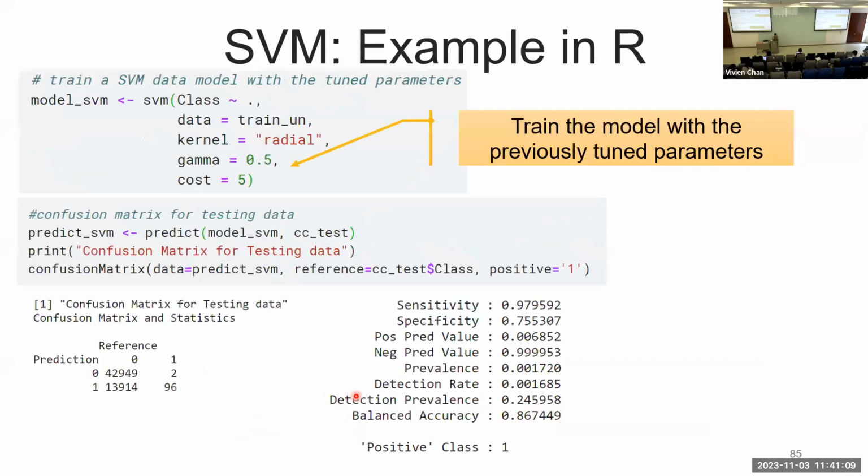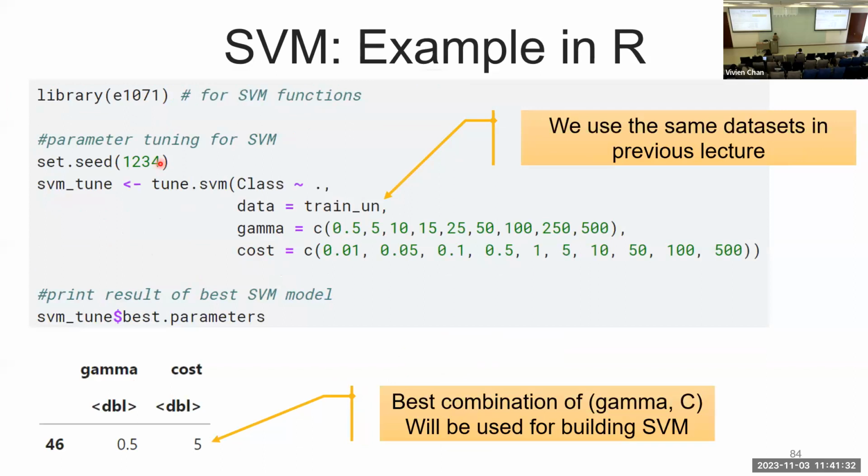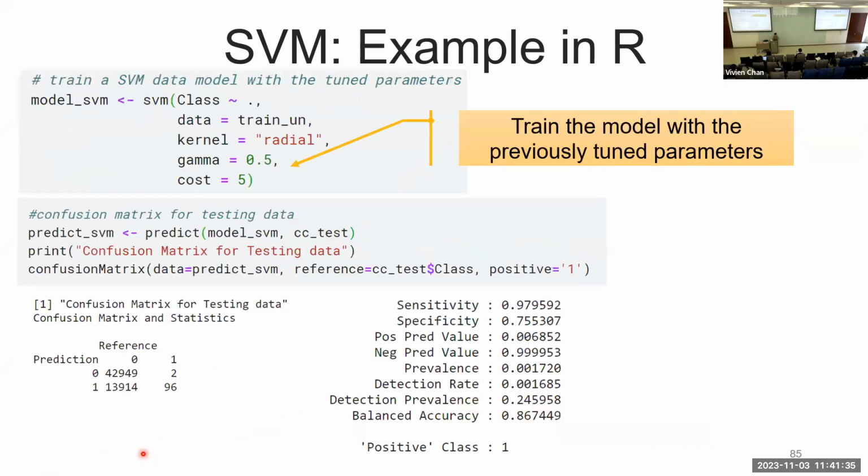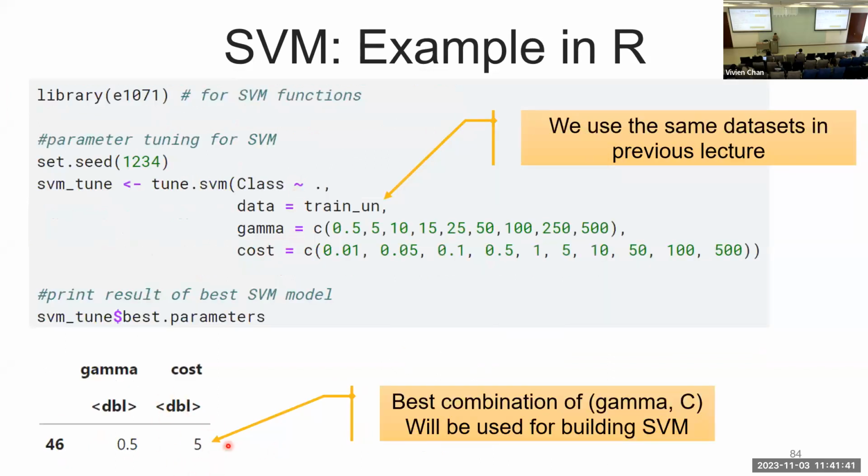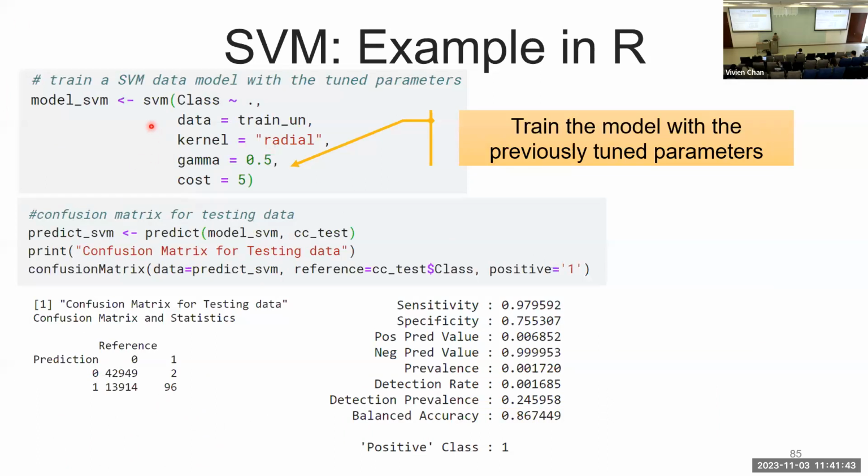The next step is to build the SVM model. So you use the SVM function. You can see I specify the kernel equals to radial. Radial is the Gaussian kernel function. Then for the gamma, I use 0.5, which is found here, and cost equals to 5. Again, I found the values here. After building the model, I store the model in this variable.